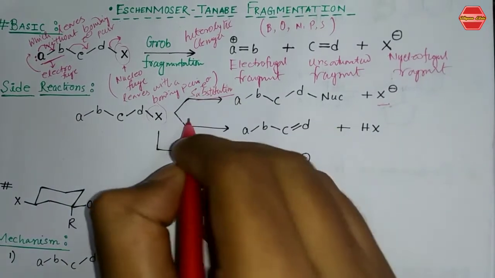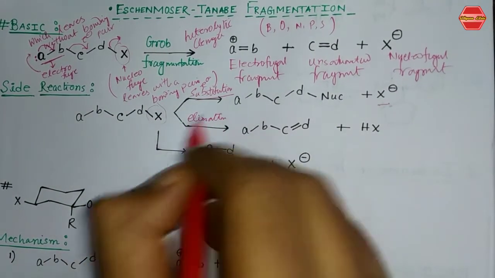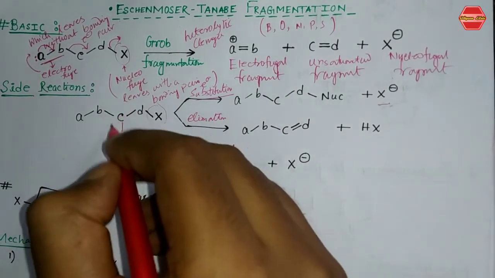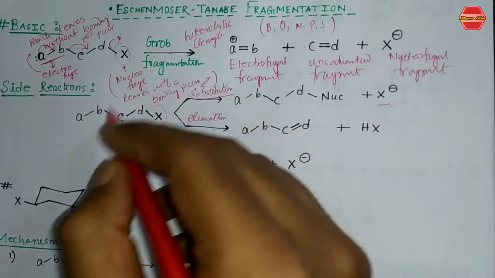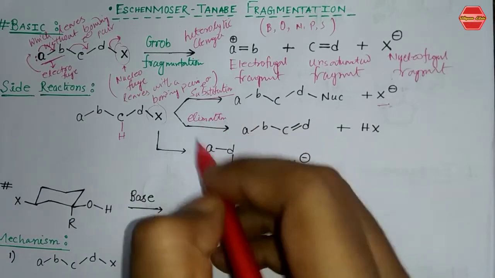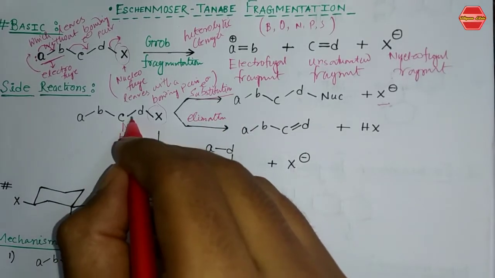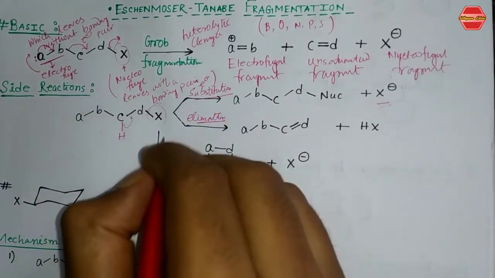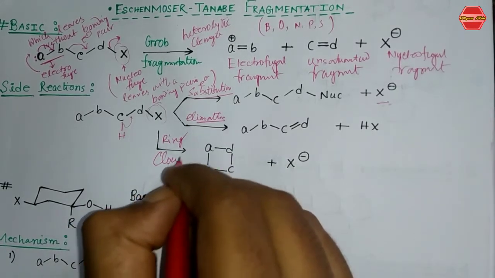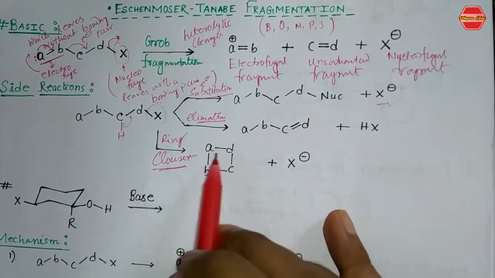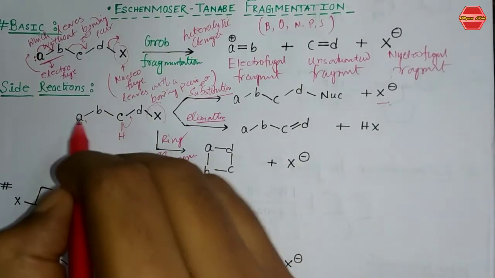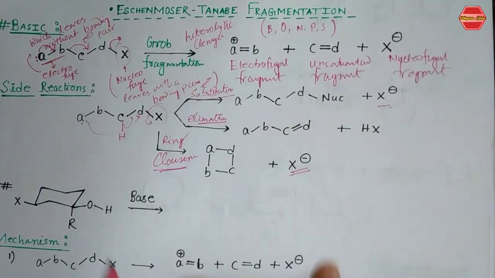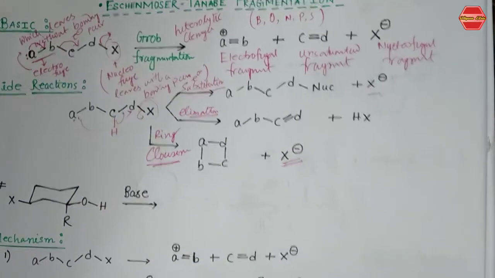The second side reaction is the elimination. Elimination is basically if we have a hydrogen like this, if this C carbon is attached with a hydrogen, and you use any nucleophile, it can take a proton from here, and it will leave from the system. So this is your elimination case. The third case is the ring closure. The ring closure is basically this A has a lone pair of electrons, it will directly attack D and X will leave from the system, so you are getting this X minus. So these three kinds of side reactions may happen in some cases.